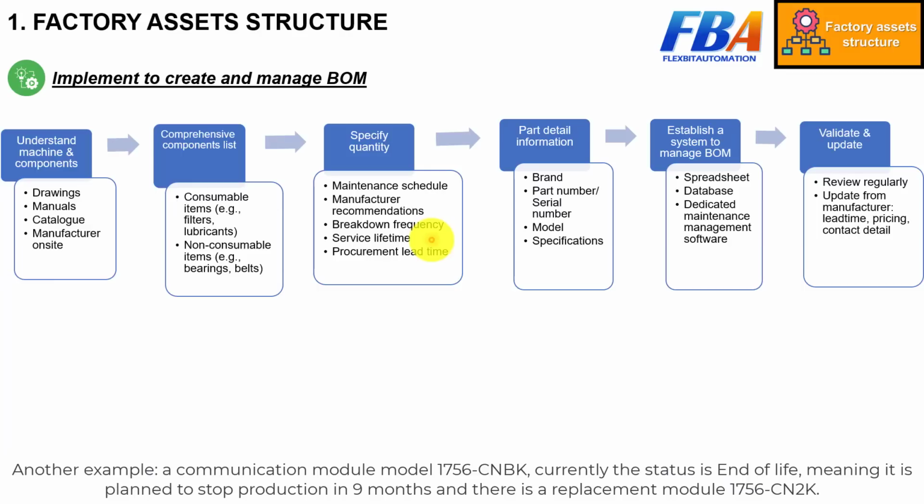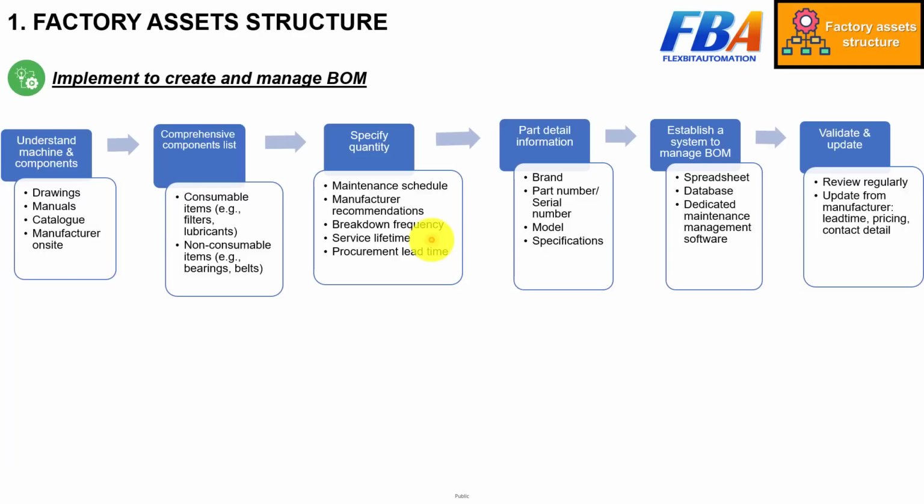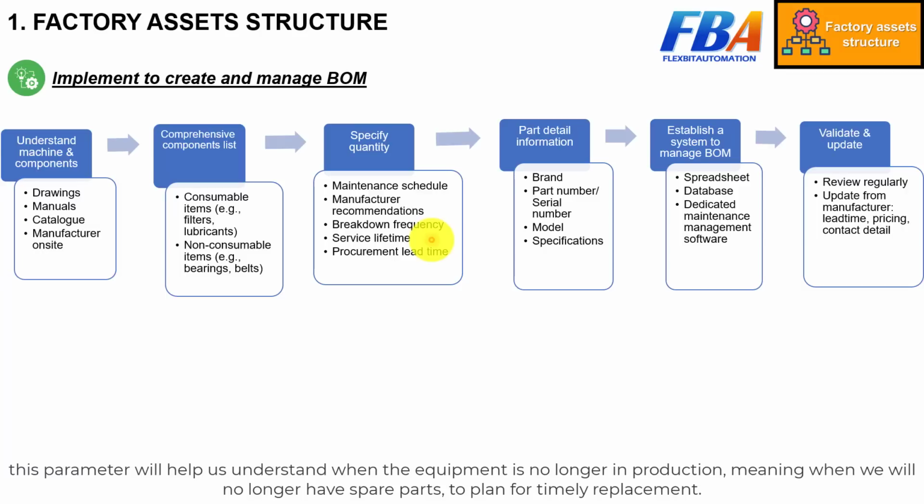Another example, a communication module, model 1756-CNBR. Currently, the status is end of life. It means the plan is to stop production in 9 months, and there is a replacement module, 1756-CN2R. In summary, this parameter will help us understand when the equipment is no longer in production, meaning when we will no longer have spare parts, so we can plan for timely replacement.